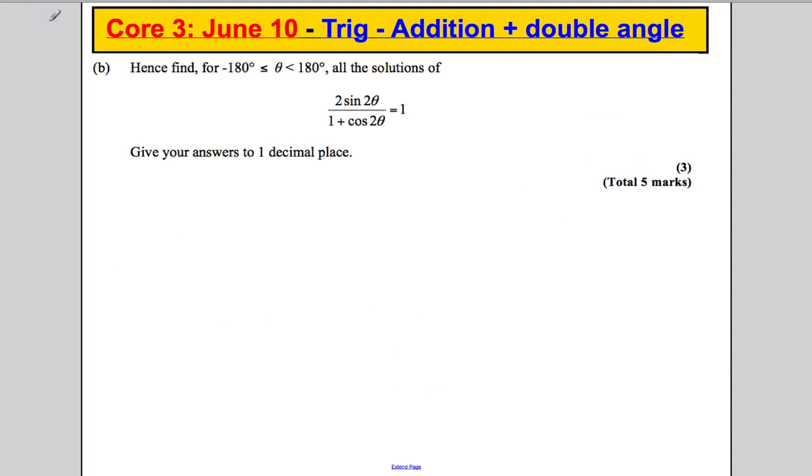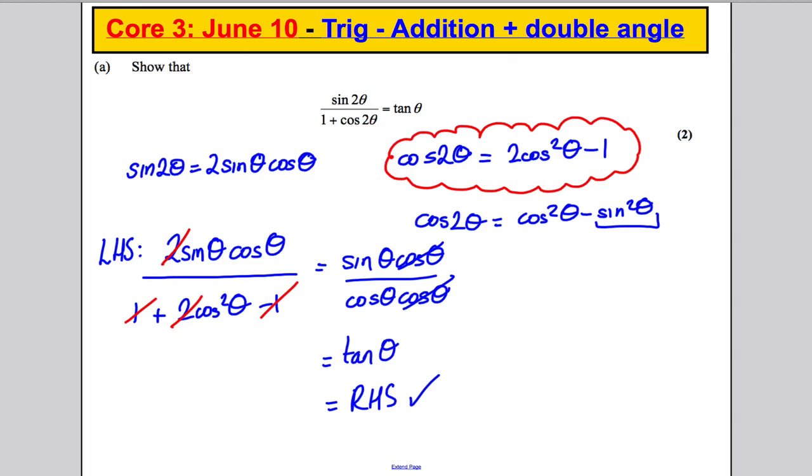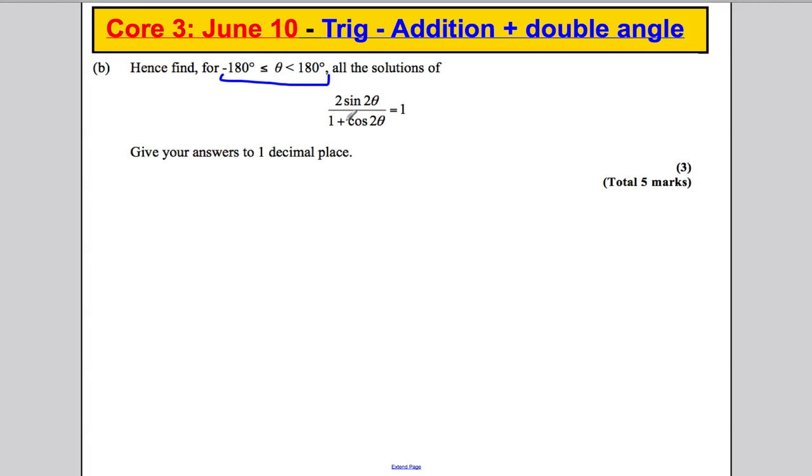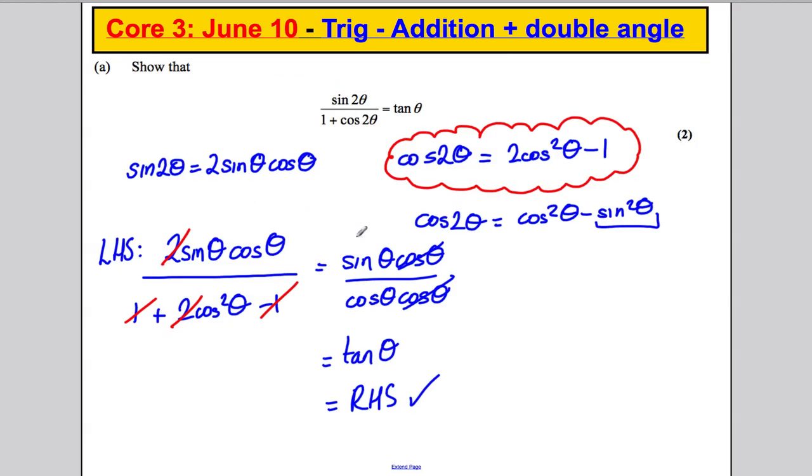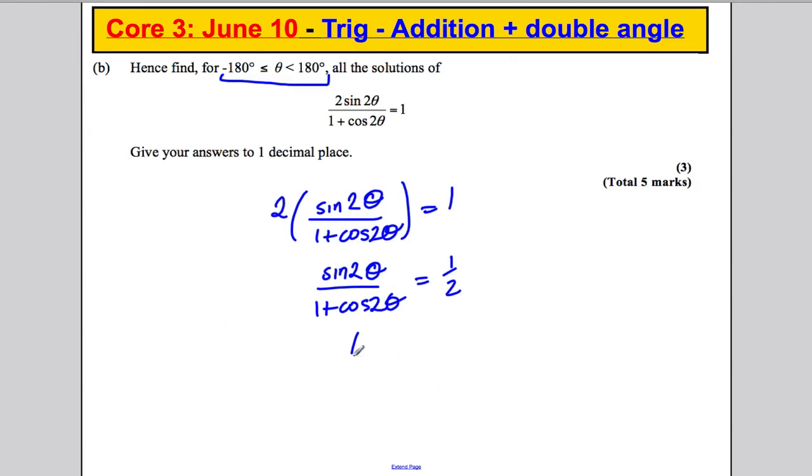Okay, next, part B. Hence find all the values between negative 180 and 180 of this. Now you've done in part A, you've said what sine 2 theta over 1 plus cos 2 theta is. Well, you've nearly said that. So you can use this. This is the same thing as 2 sine 2 theta over 1 plus cos 2 theta is equal to 1. So halving both sides, this is the same as sine 2 theta over 1 plus cos 2 theta equals a half. Well, from part A, this expression here is simply tan theta. So this is the same as solving tan theta is a half.